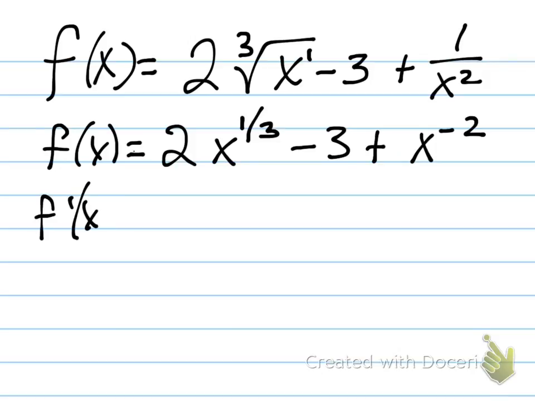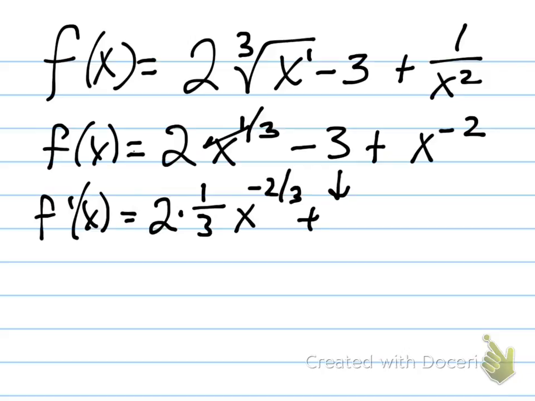So f prime of x would be, well, the coefficient 2 is going to stay out there. I'm going to bring this down out front, 1/3 x to the 1 less than a third. Well, if I take away 1 or 3/3 from a third, I have -2/3. The derivative of 3 is a constant, so goodbye. And here I have plus, well, I'm going to bring the exponent down, so -2x to the 1 less power would be -3. So let's clean this up.